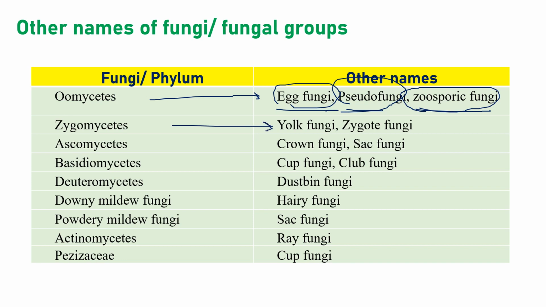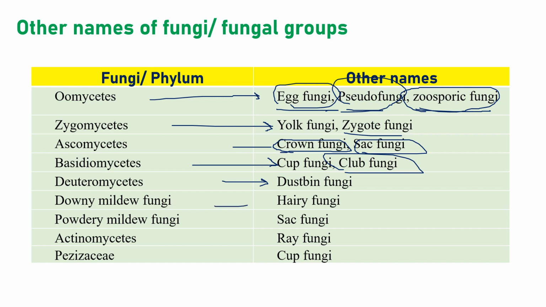Zygomycota are otherwise called yolk fungi or zygote fungi because the zygote is formed. Ascomycota are generally called crown fungi because it is one of the biggest classifications, with many fungi coming under it, and sac fungi because it produces a sac-like structure. Basidiomycota is called cup fungi because the basidium is formed above a cup-shaped structure, and club fungi because it looks like a club. Deuteromycota is dustbin fungi, because they are fungi imperfecti, containing no sexual stages.